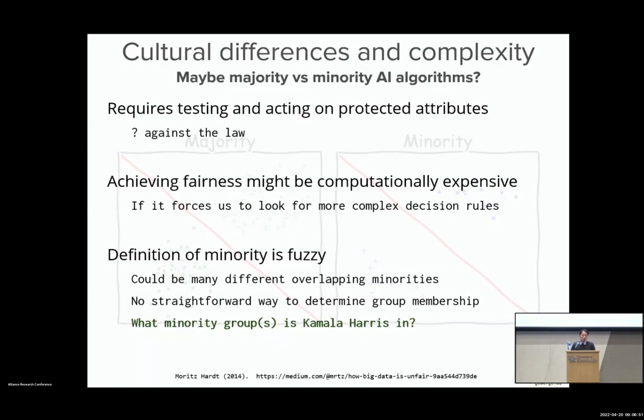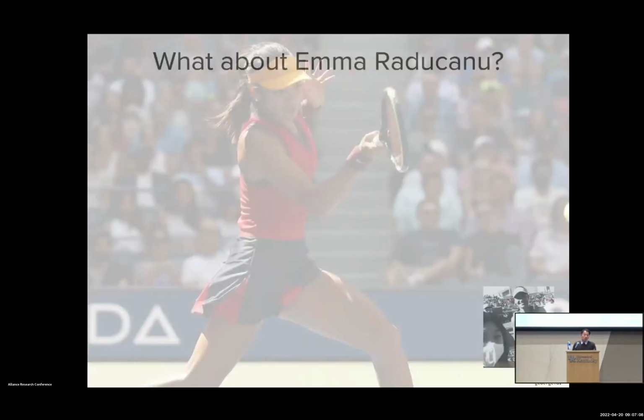And finally, the definition of minority is fuzzy. There could be many overlapping minority groups, no straightforward way to determine which group a particular person is in. For example, what minority group is Kamala Harris, our vice president? What about Emma Raducanu? Emma Raducanu is last year's U.S. Open winner, and she was born in Canada, lives in Great Britain, has a Chinese mom and a Romanian dad. Like, which group is she in? Right. By the way, we went to the U.S. Open final. In the bottom corner there is a selfie of my daughter and Emma together.